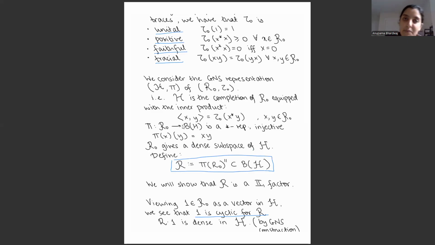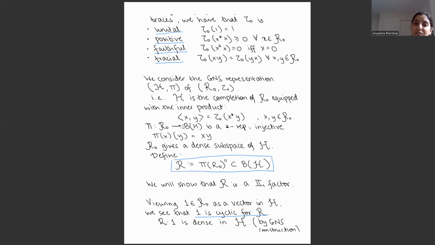So what can we conclude? We can conclude that tau 0 is unital because the trace is unital, and so the normalized trace is unital. And when we're taking the inductive limit, we have that tau 0 of 1 is equal to 1. It's positive because if we take any element x in R0, then tau 0 of x star x is greater than or equal to 0, again because of these nice properties of the trace. It's faithful, that is, tau 0 of x star x is equal to 0 if and only if x is equal to 0. And then it's also tracial, which is that tau 0 of xy equals tau 0 of yx for any x and y in R0.